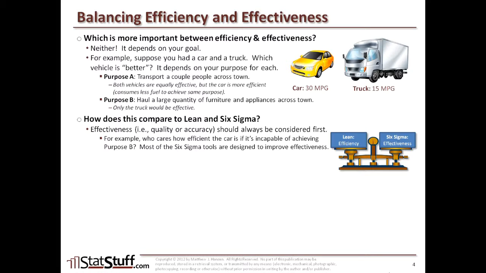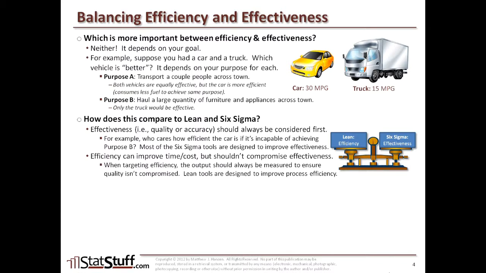Now, a lot of the Six Sigma tools that we have are designed to improve the effectiveness, again, that quality or accuracy of the output. Now, efficiency can improve time and cost, and that's a really good thing. But when we try to focus on improving efficiency, we should never compromise effectiveness. So if we have a project or opportunity that is targeting efficiency, then it's important that we at least continue to measure the output to ensure that we don't compromise the quality or accuracy of that output. And Lean tools are what we use to help focus on improving that process efficiency.